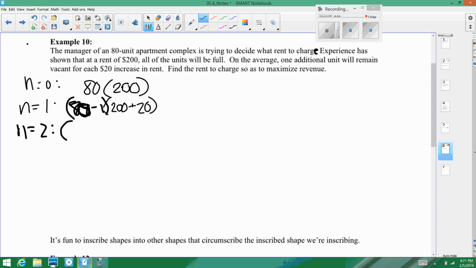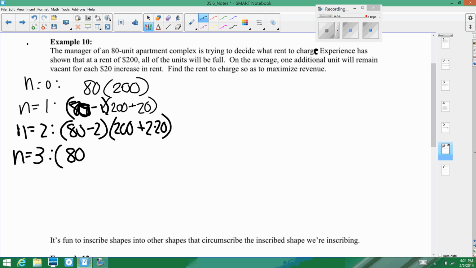So then the next one, it would be 80 minus 2, or 78. And then $200 plus 2 times 20. All right, the next one, it'll be 80 minus 3, or 77. And then $200 plus 3 times 20, okay, which will be 60.